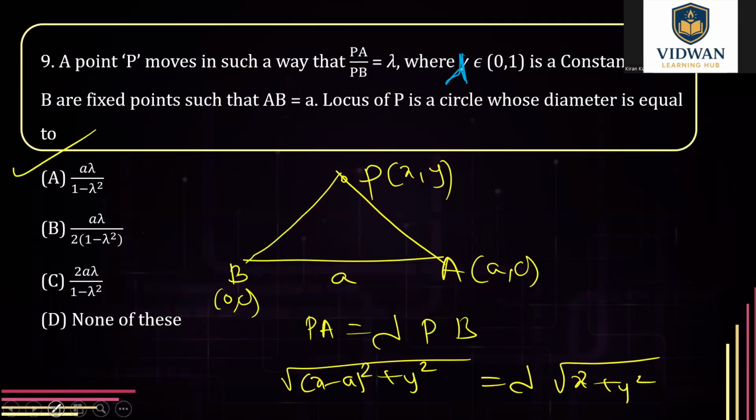But they asked diameter, sorry. They didn't ask radius. So they said diameter, so 2 times of that. That was the radius, and this is the diameter. So since they asked diameter, A is not the answer, C is the answer. So this was a simple question only.